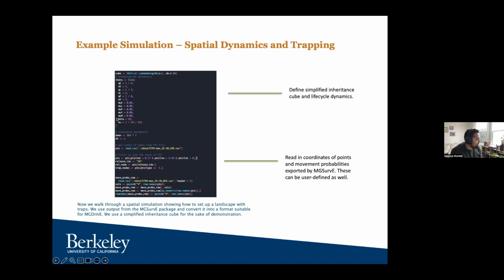And then some baseline parameters of the entomological model, the death rates and the dwell times in each aquatic stage. And then some simulation parameters, how long you want to run the simulation, the stochastic, or the time step. And then we read in this CSV that was exported from MGSurvE, which gives us the coordinates of all of the different points. We're using the same landscape of Sao Tome, and just for the sake of computational efficiency, we're just filtering to the south of Sao Tome, using the latitude and longitude values there.